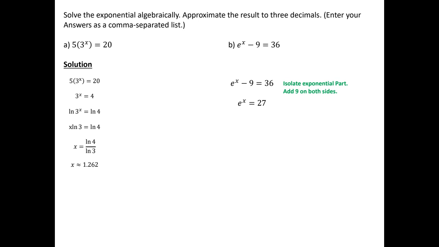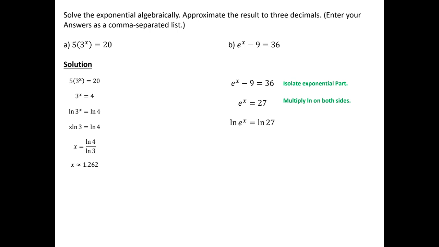All right, I'm going to use my inverse property again to solve for x. So I'm going to take the natural log of both sides. And again, why is it that I'm using my inverse property? Because it's allowing me to bring that exponent down to something that I can solve algebraically.